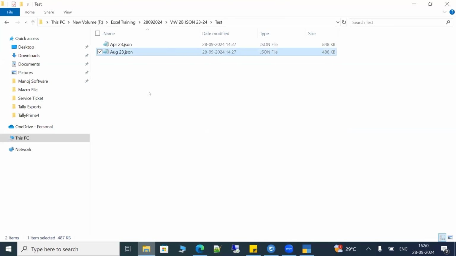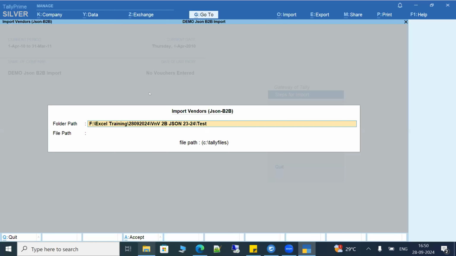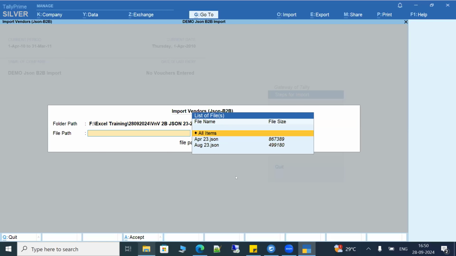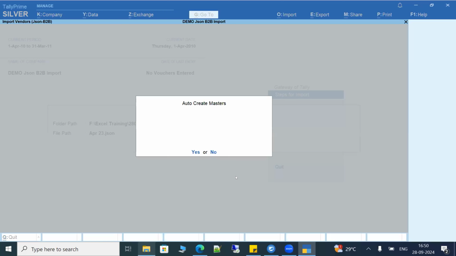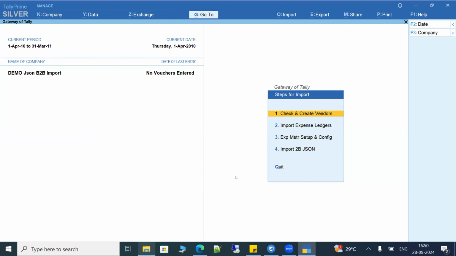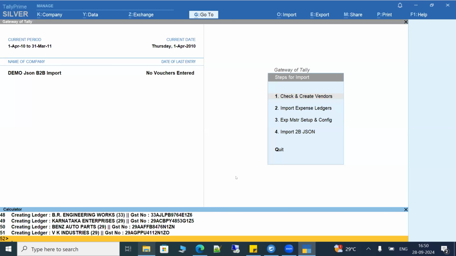Here the JSONs are there. I just copied them to this location. I'm copying this path, just this path only. Just observe it. If you have any questions, let me know. Here you can import all months of JSONs, or you can import only the April month. I'm importing only the April month. It's created. Almost 51 ledgers are created. You can see in the calculator panel, we are printing that 51 ledgers are created.